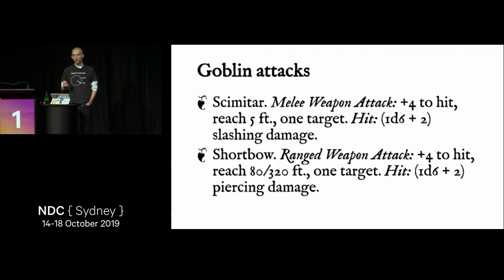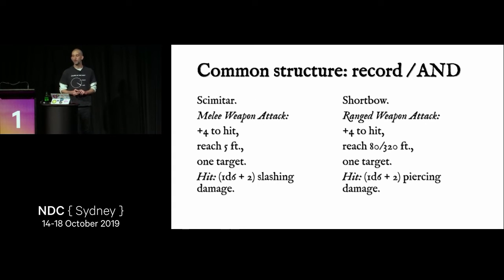The goblin can make two attacks. It can use a scimitar, which is kind of a sword. It's a melee weapon, has +4 to hit, reach 5 feet, one target, slashing damage. And it can use a short bow, do ranged damage, and so on and so forth. So if I look at this, I think there is an obvious symmetry or parallelism between these two blocks. What I'm seeing is that in each case I have this, and this, and this, and this. So this is probably a record. I should probably be using a record to model this.